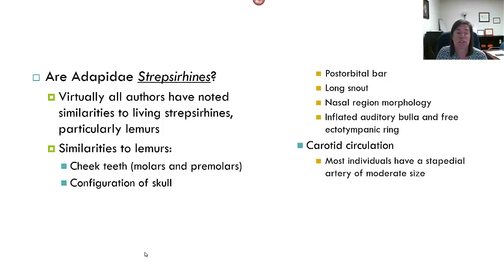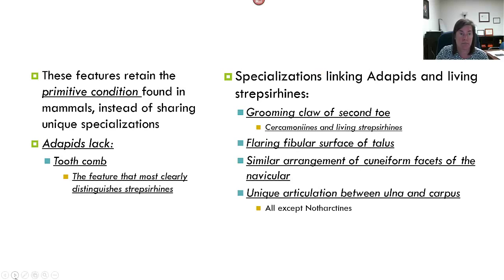Virtually all authors have noted their similarities to living Strepsirhines, in particular to the lemurs. Similarities to the lemurs include their cheek teeth, their configuration of the skull, the postorbital bar, the long snout, nasal region morphology, an inflated auditory bulla, a free ectotympanic ring, as well as the carotid circulation. Most individuals within the Adapidae have a stapedial artery of moderate size. So what I want to point out is all these features are primitive features. They retain the primitive condition found in mammals instead of sharing a unique specialization.